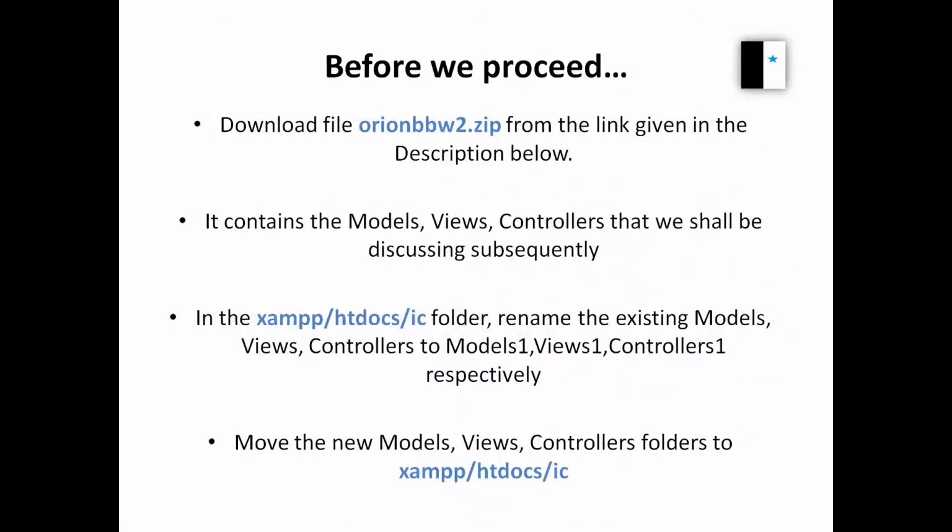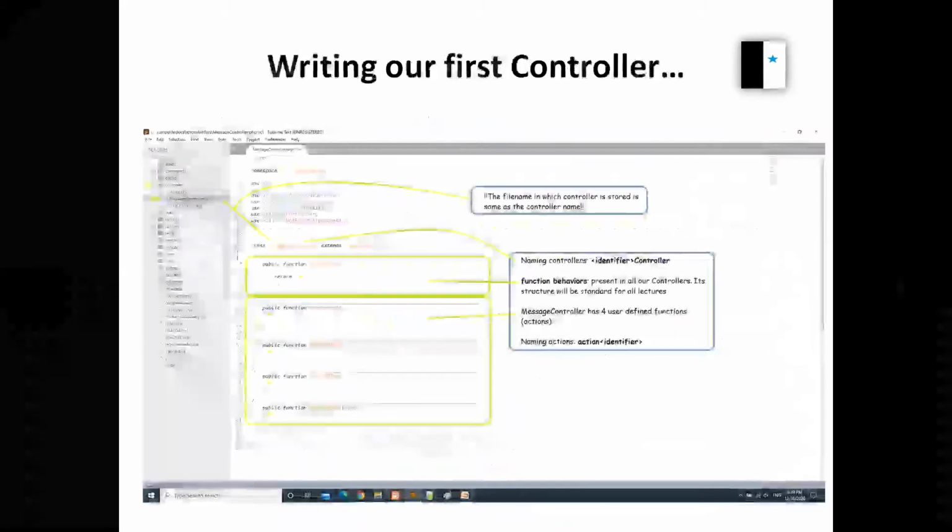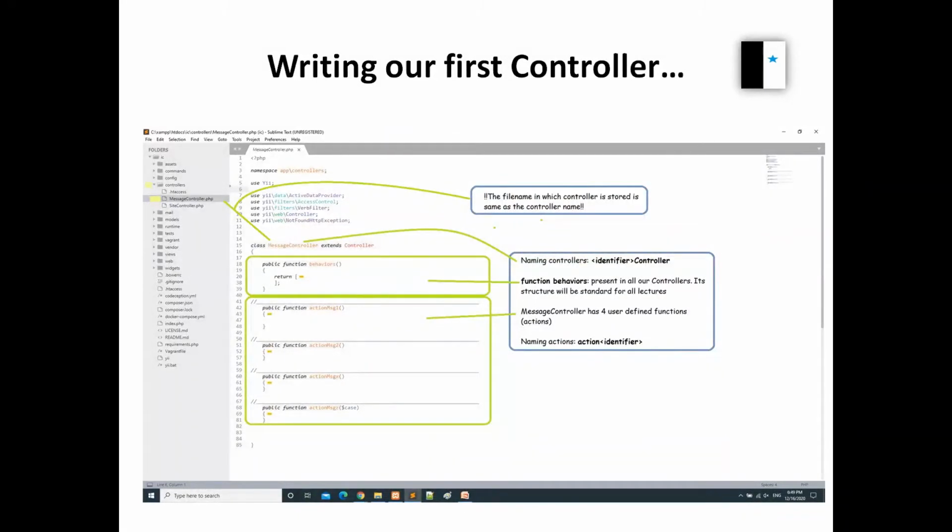Before we proceed, you can download the indicated file from the link given in the description section below, and it contains all models, views and controllers that we shall be subsequently discussing. And you have to move these models, views and controllers to the folder xampp/htdocs. So let's proceed and try to write our first controller that will just display several messages on screen.